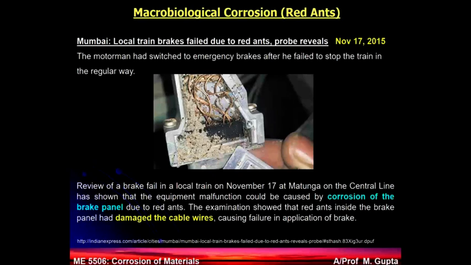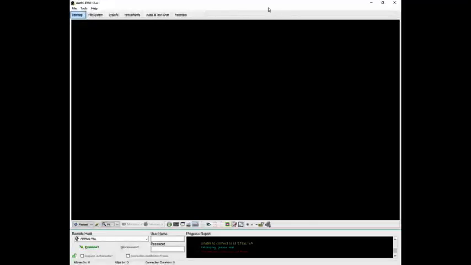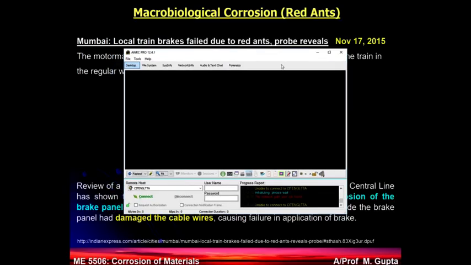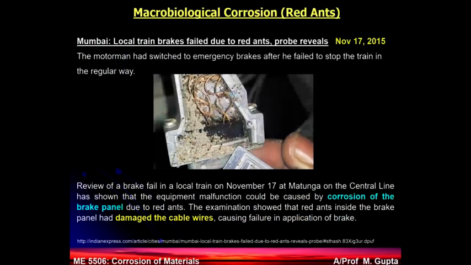Another case which I heard of is the rats. Wherever there are power transmission lines, at the bottom of it they protect the lines by rubber encasing and all this. So the rat comes in the night and chews away all the protective coatings, exposing the metallic surface outside, leading to the corrosion. So there are many cases of macrobiological corrosion.